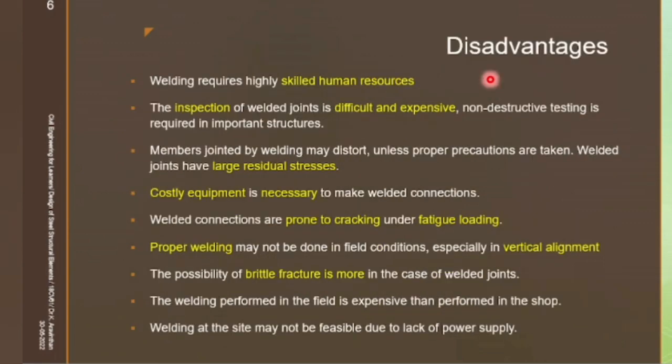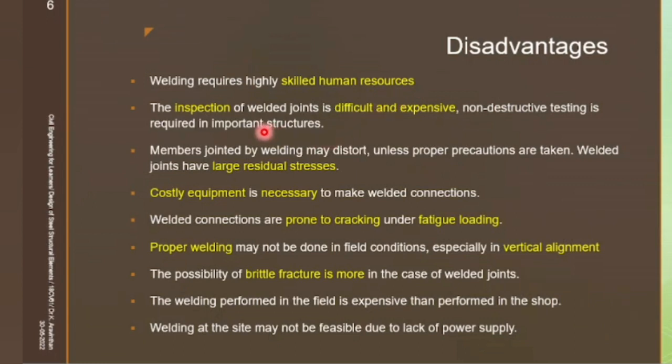See, the disadvantage is, this is what I have said already. If you are having a smaller number of laborers, they should be skilled only; all the labor should be skilled human resources, since you are working with the electrodes and power, and welding also needs precision. So if any small hole or gap is left, then it is a defect of the connection.